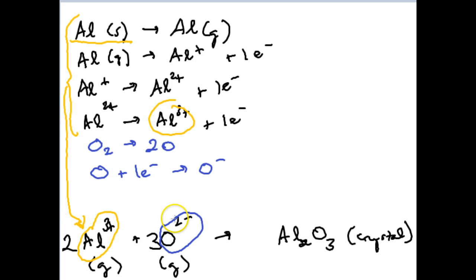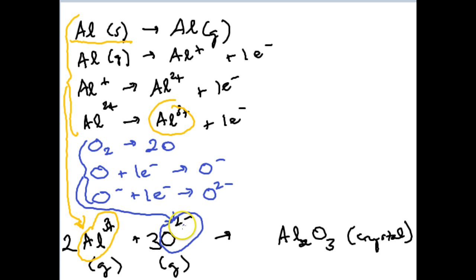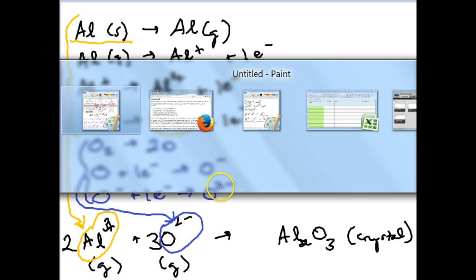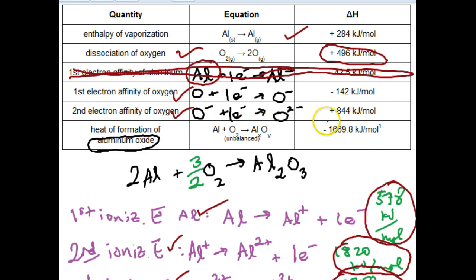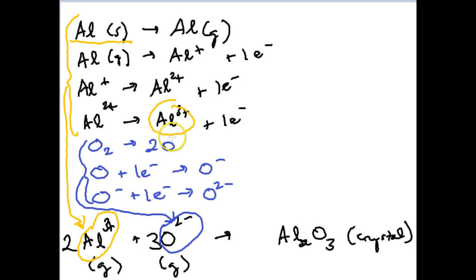But this lattice energy is about the O2 minus ion, not the O minus ion. So I need to take that O minus ion and give it another electron. I got O2 minus now. That's what I want. So all these three reactions give us the O2 minus ion, which we need for the lattice energy. Okay, and I have that reaction and that energy right there. So now here we have all the reactions and all the energies necessary to make this and to make this, to ultimately make the aluminum oxide compound.